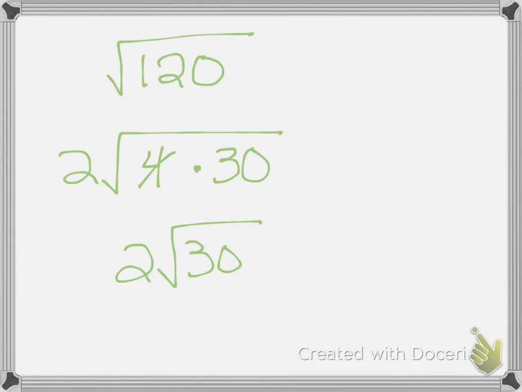Perfect squares. 4, then 9. Does 9 work with 30? No. What's after 9? 4, 9, 16. Does 16 work with 30? No. What's after 16? 25. Does 25 go into 30 evenly? No. And then we're past 30, so we're done, right?